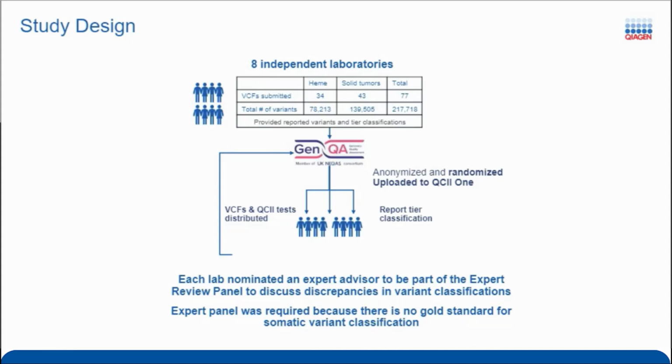I think we also observed that there were some differences between different tumour types, so that we could see that there were differences between solid tumours and heme tumours, and some of that was to do with the way laboratories were approaching the classification.